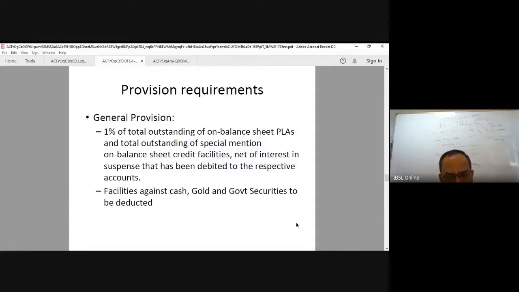So normally in calculating the general provision requirement, general provision is made on the total performing advances. The cash-backed facilities, because it's 100% cash backed, and facilities given against gold and government securities will be deducted because these are near-cash securities. Cash can be settled immediately, gold can be sold off and settled, and government securities can also be turned into cash, so the facilities against those securities will be deducted in order to make the provision.